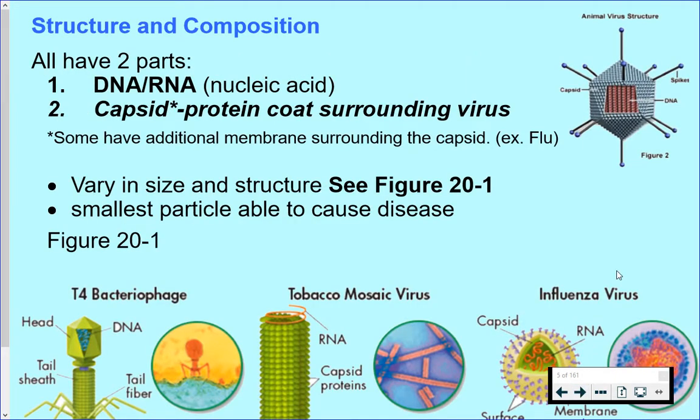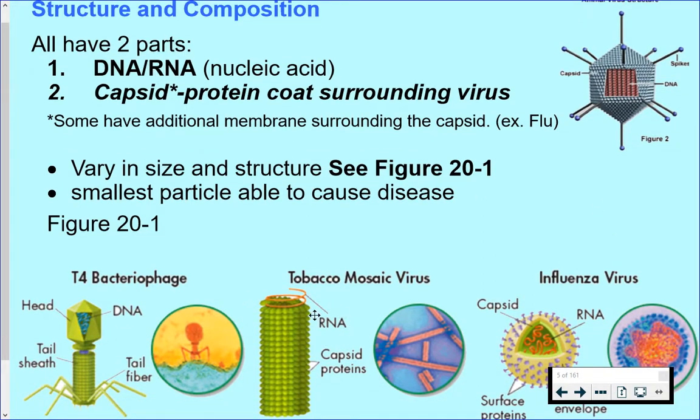So let's talk about what parts viruses have. So here you see several different shapes. Here's the bacteriophage I just mentioned, the tobacco mosaic virus, which was the first virus to be discovered, and then the flu virus, which is an animal virus that we've kind of seen a lot of lately on the news. So there are two parts that all viruses have. Some viruses, like the tobacco mosaic virus, only have these two parts, and that is either DNA or RNA, which are nucleic acids.